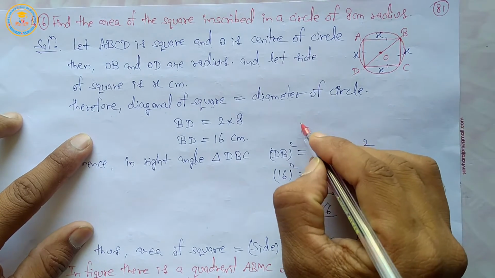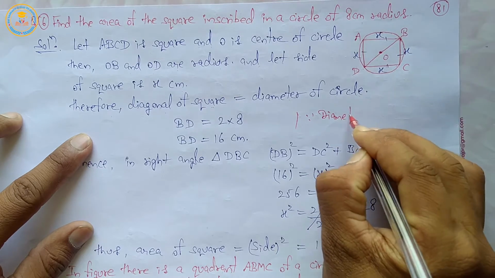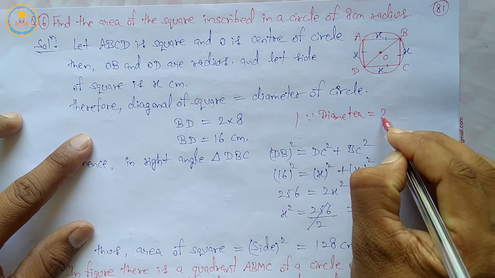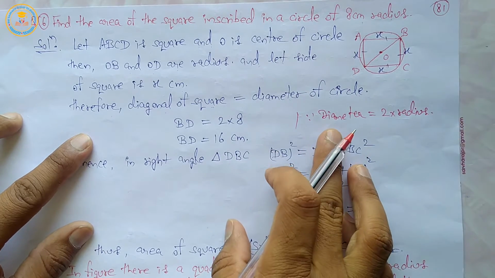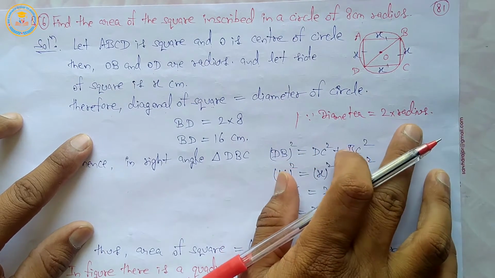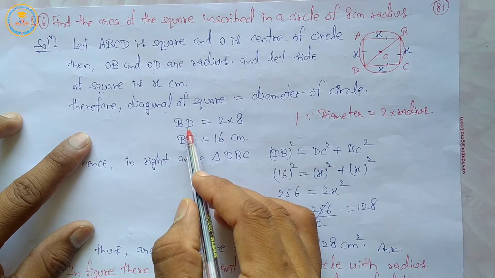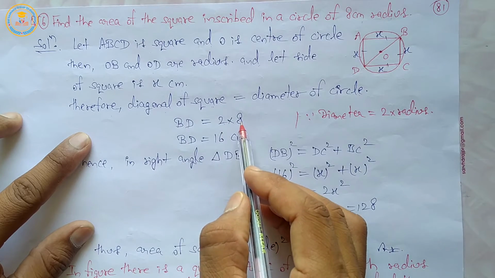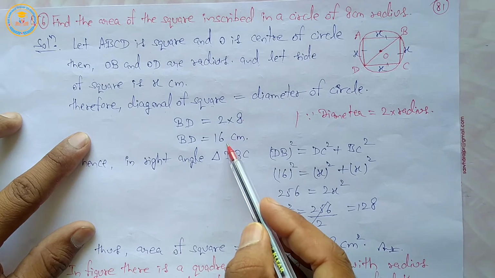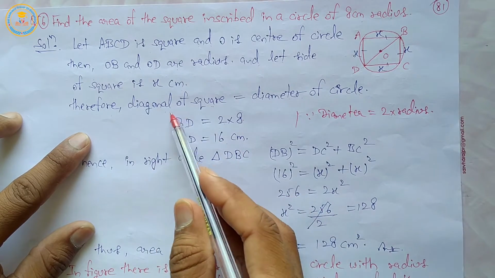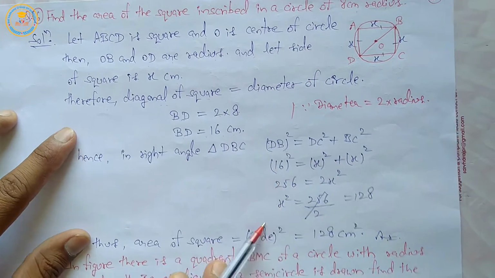We know that diameter equals 2 into radius. In a circle, then BD equals 2 into 8. So BD equals 16 centimeter. We get the diagonal of the square as 16 centimeter.